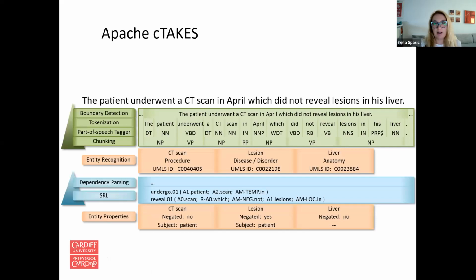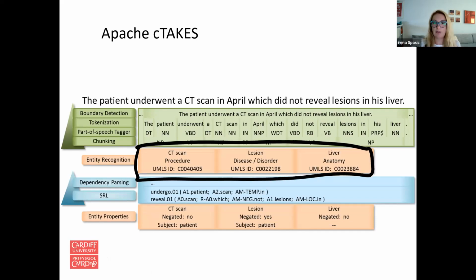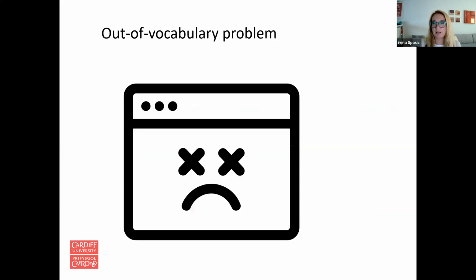Traditionally, text mining applications such as cTAKES map text onto the UMLS. And in this example, we can see that 3 UMLS concepts have been recognized: CT scan, lesion, and liver. They are associated with their unique concept identifier, but also their semantic type. So for example, we can see that a CT scan is a procedure, a lesion is a disease or disorder, and liver is part of anatomy. So this then enables text mining applications to reason about the meaning encoded in text.